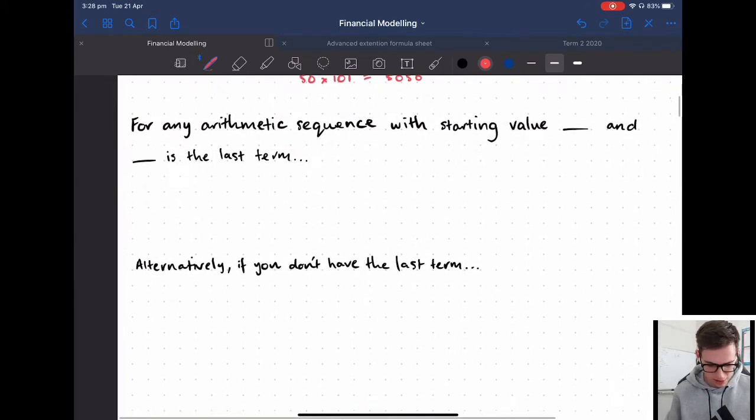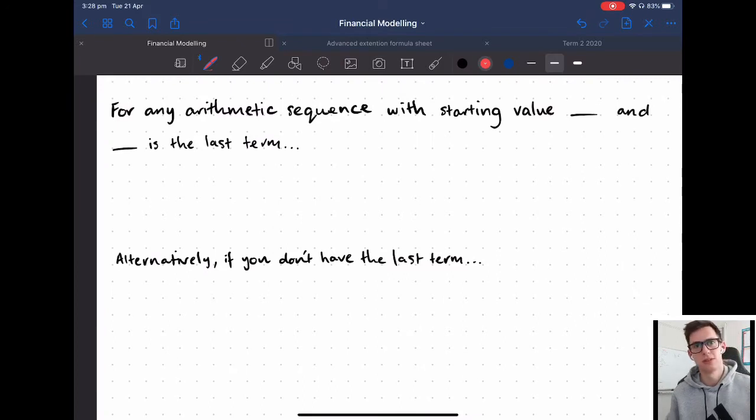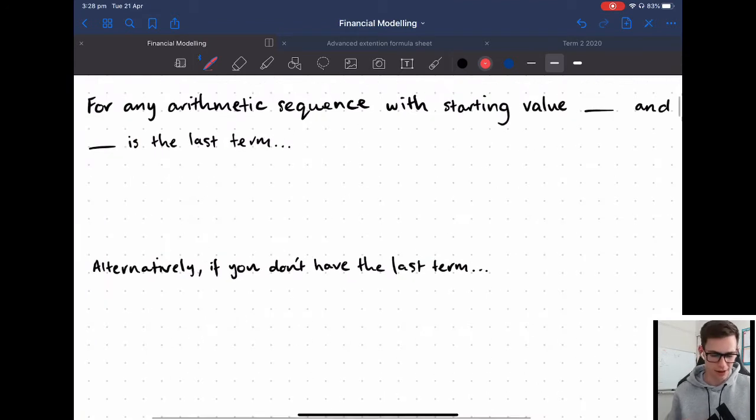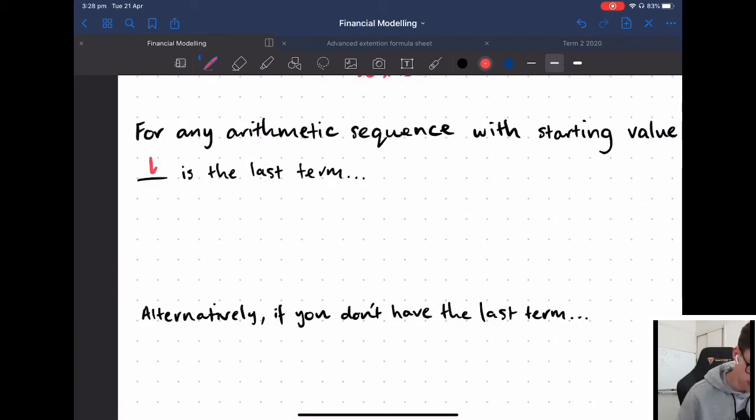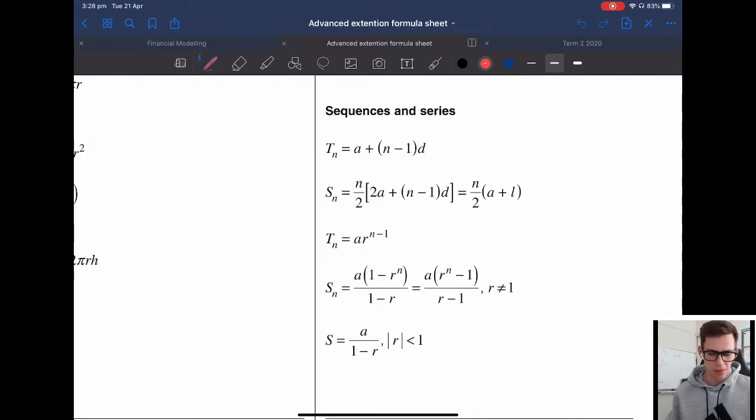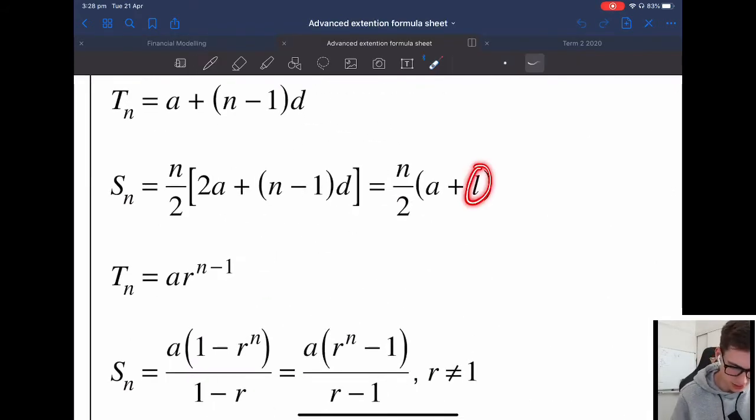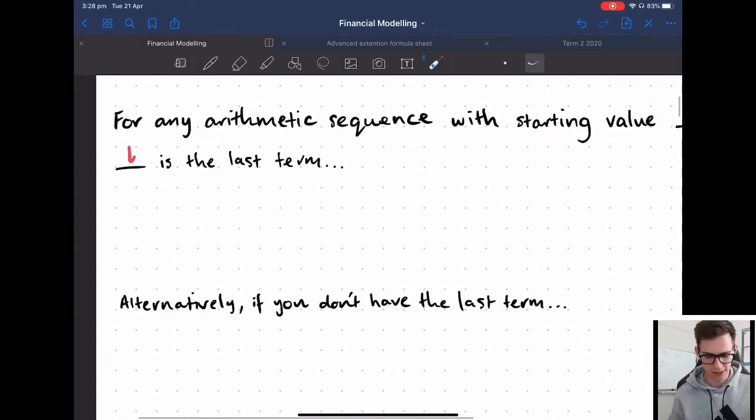So for any arithmetic series, and it really should say series there, that's my bad, with starting value a, which is what we used when we talked about sequences as well, we're going to come up with a variable for the last term. It makes sense to just call that l. That's my lowercase l. You can use an uppercase if you need to, but in the reference sheet, it looks like a fancy l with a serif, the little flicks.